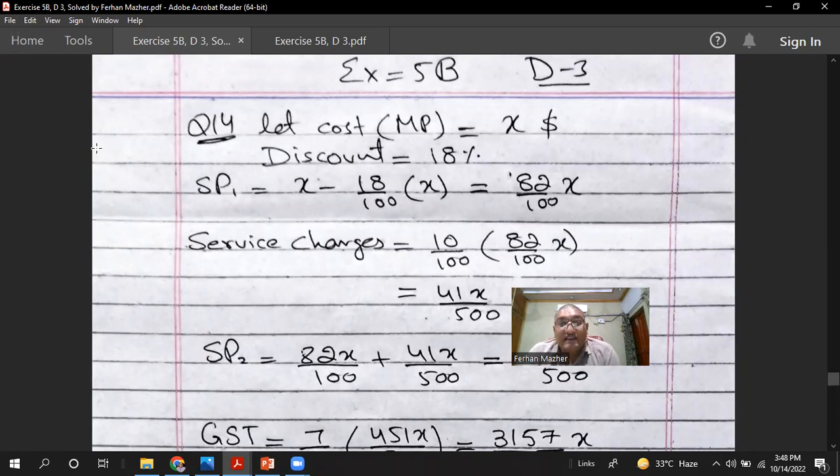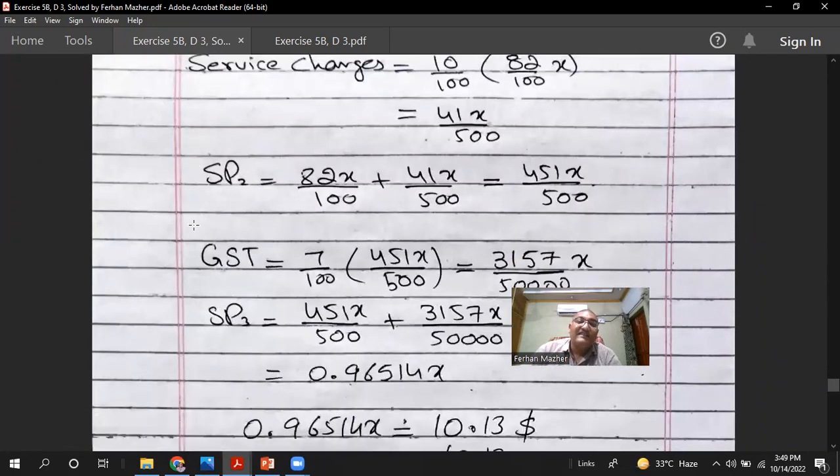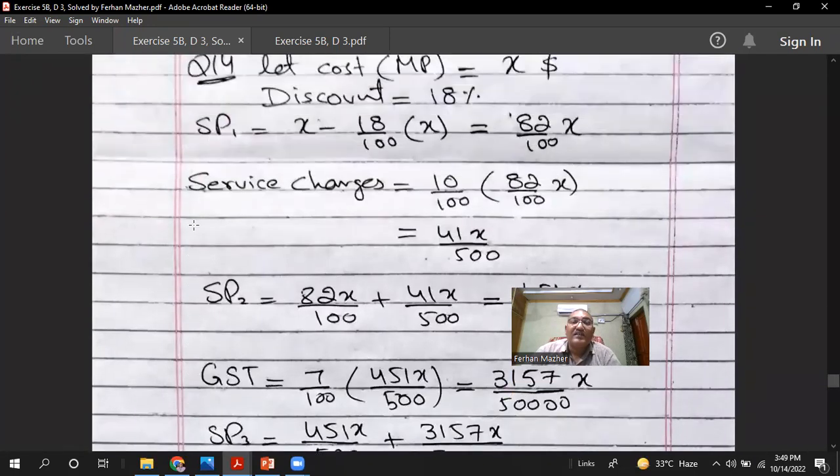So then you will add 10% service charges to this sale price. So the service charges will be 10% of the 82 by 100x. So it will be 41x by 500. When you do this on the calculator, it will be 41x by 500. So then we will add these service charges into the price.